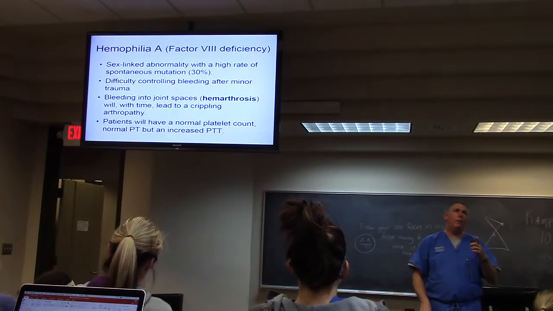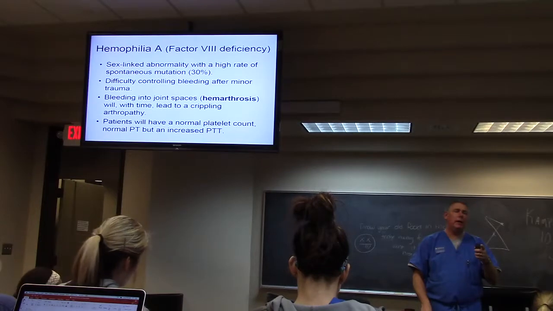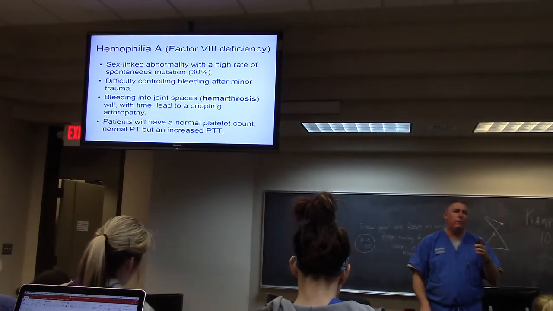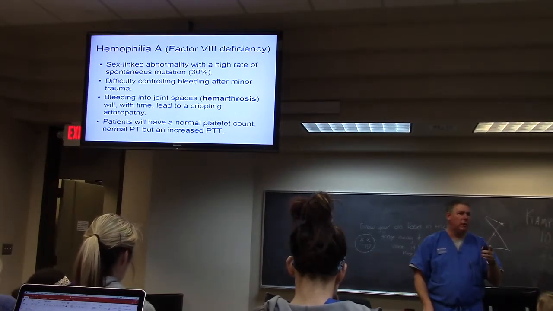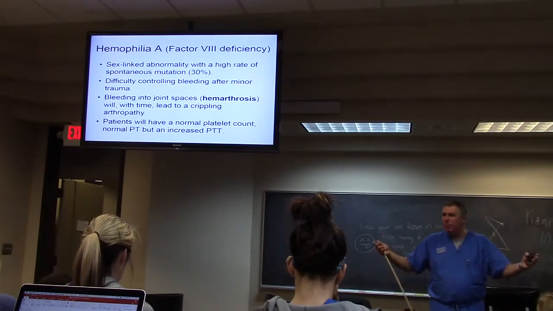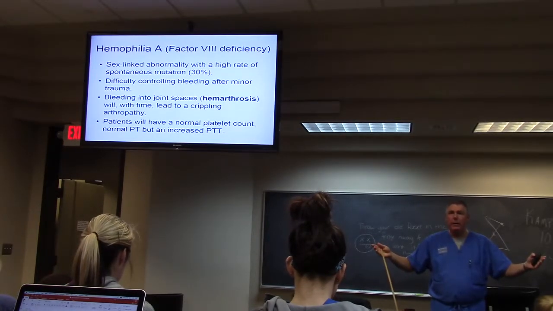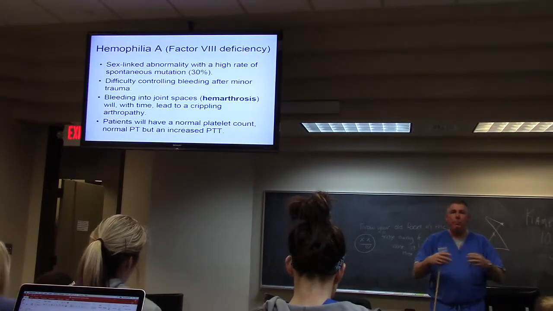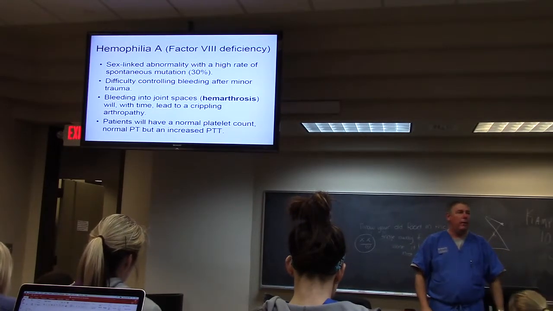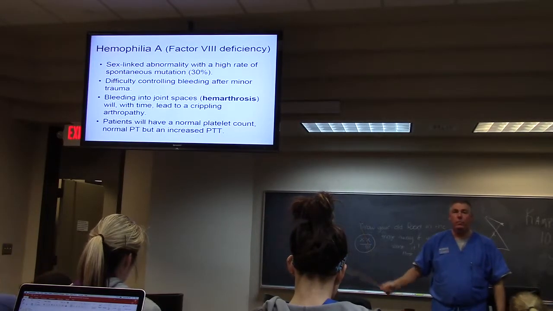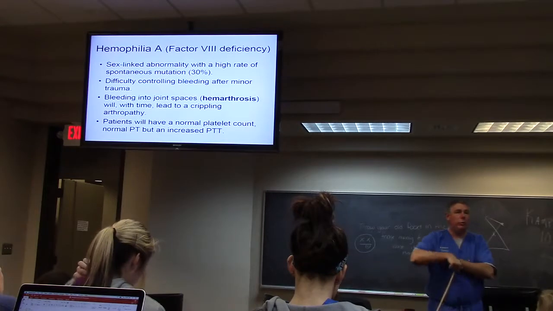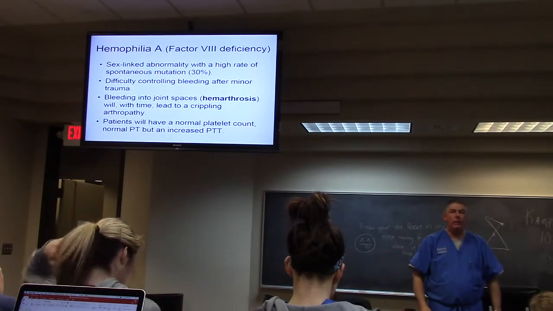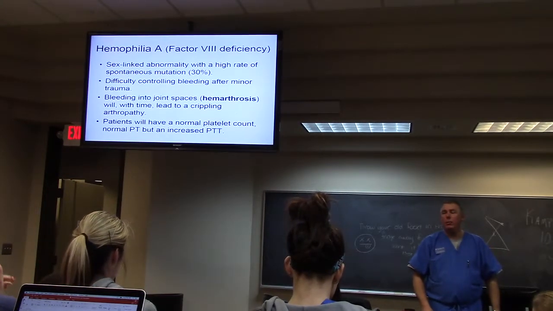These are bleeds from smaller vessels. This is not like a big blowout bleed. They don't die from exsanguination, really. They bleed out into certain areas, and one of the areas, the most painful area, would be in the joints. That's where they have the biggest problem with pain.